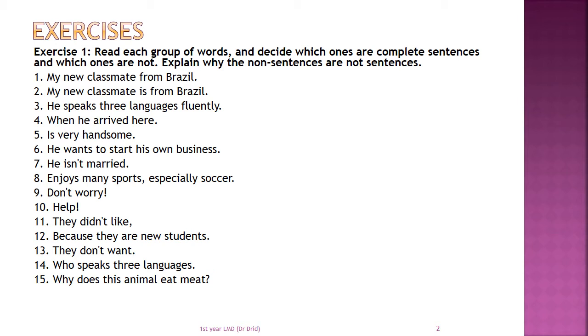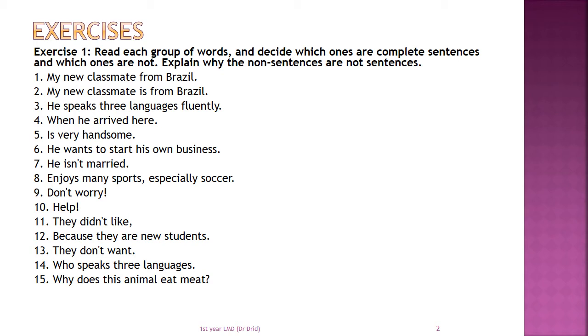2. My new classmate is from Brazil. The meaning is complete. The verb is. My new classmate is the topic or the theme. Is from Brazil is what we say about the theme. So there is a subject and there is a predicate and the idea is complete. This is a complete sentence.